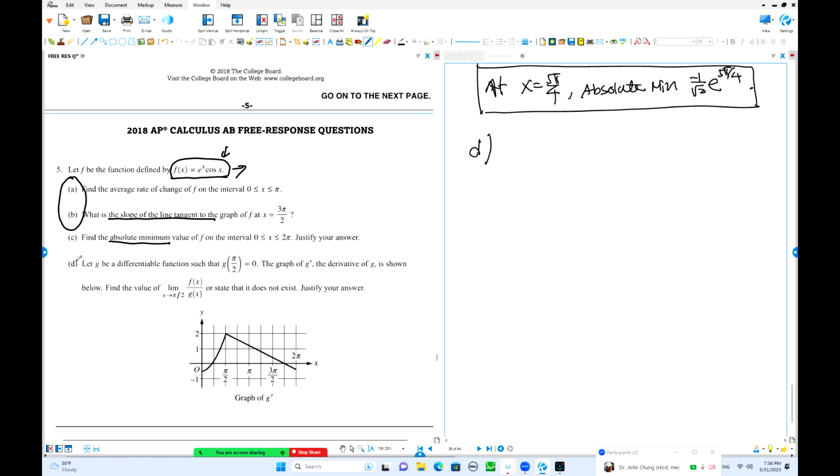Now, the last question over here. G is a differentiable function. We're going to make new functions. That's what g(x) is, differentiable. One piece of information is given here: when x is pi over 2, g is 0, so it passes through 0. And g prime is shown below. Over here, g prime is given.